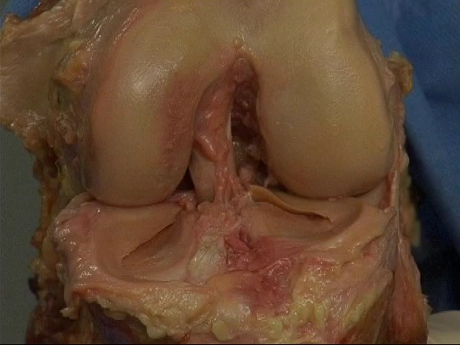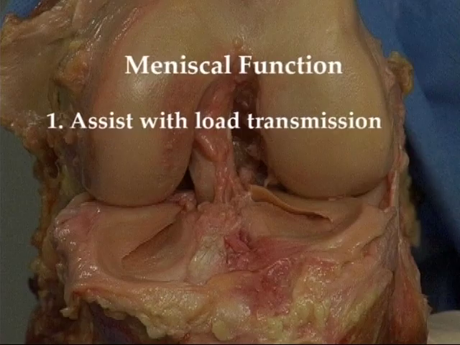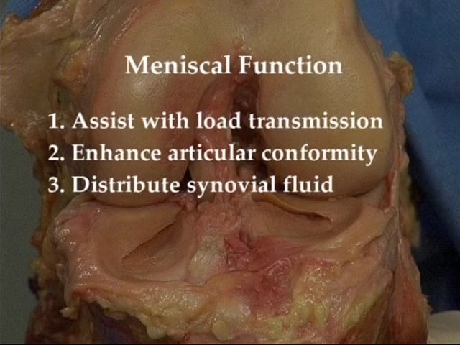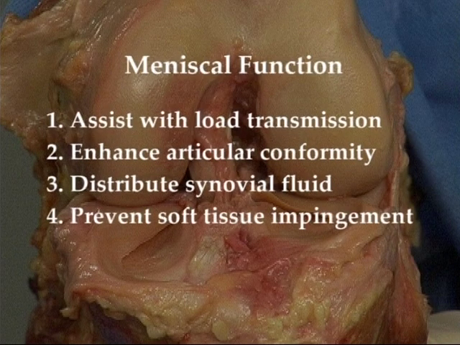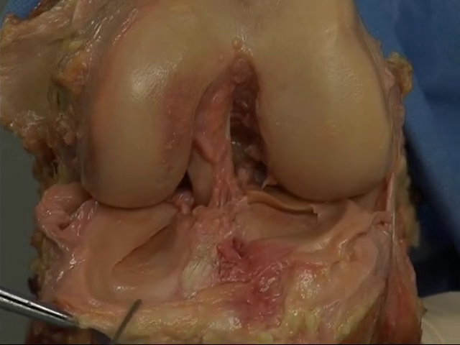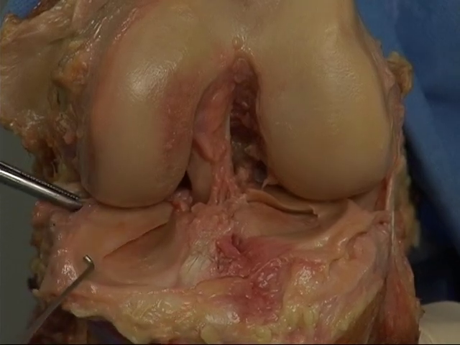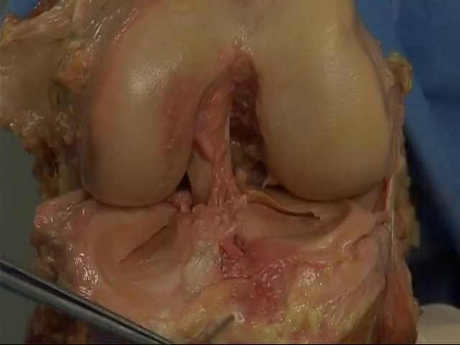Let us now return our attention to the wedge-shaped medial and lateral menisci. Each meniscus covers the peripheral 2/3 of articular surface of the tibia and has 4 main functions: to assist with load transmission, to enhance articular conformity, to help distribute synovial fluid within the joint, and to prevent soft tissue impingement during knee motion. The medial meniscus shown here further provides some stability in an ACL deficient knee as the posterior horn resists anterior tibial translation.